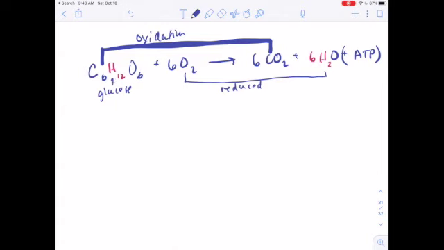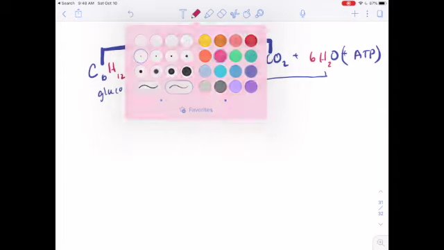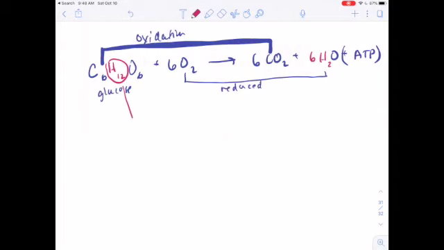These hydrogens here do not go directly to oxygen. That doesn't happen, so forget about that. Instead, they get picked up by a class of molecules called electron carriers. So let's say they get pulled out of glucose one at a time by these things called electron carriers.